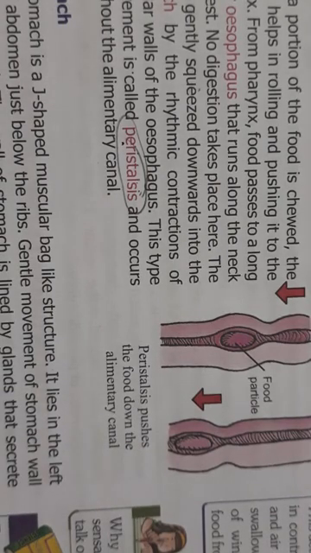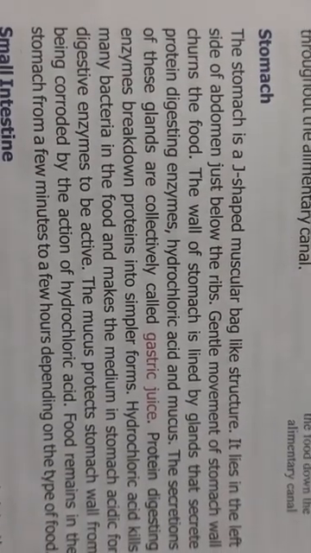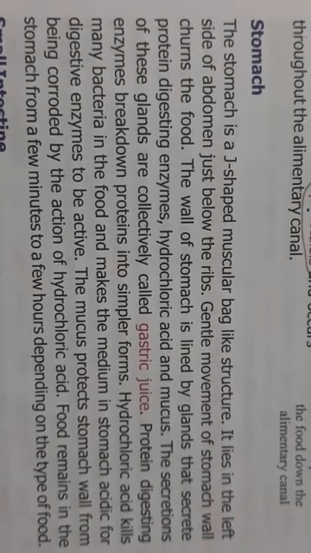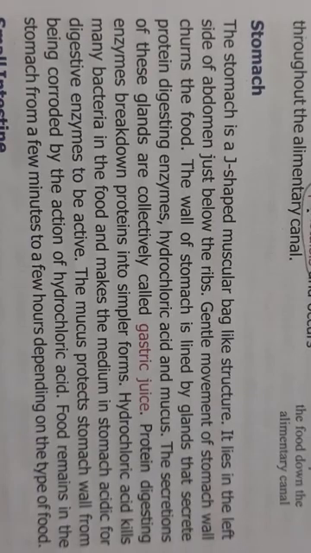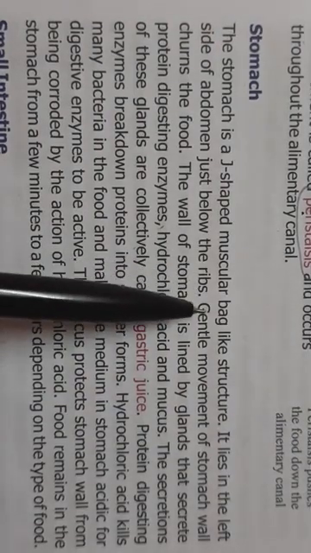Then from the esophagus, what is the next part? The next part is the stomach. The food moves into the stomach. Now, the stomach is a J-shaped muscular bag-like structure. You all have seen this when you studied the digestive system or the alimentary canal. You have the esophagus like this, and from the esophagus you have a J-shaped bag-like structure. You can see it is J-shaped.